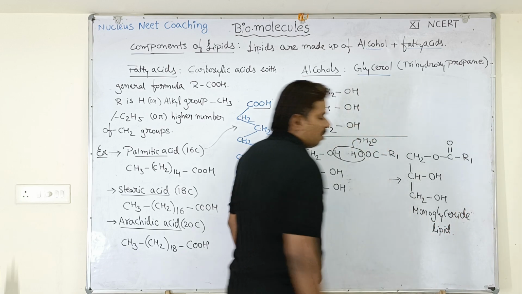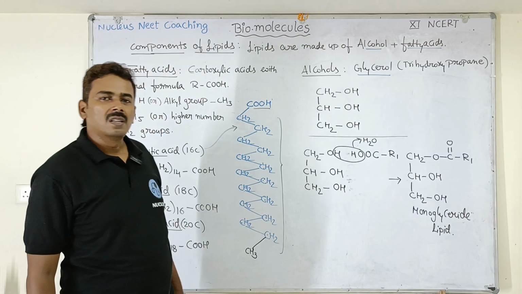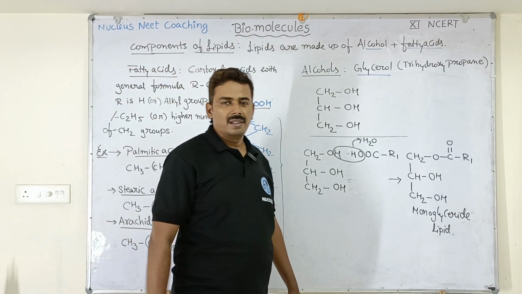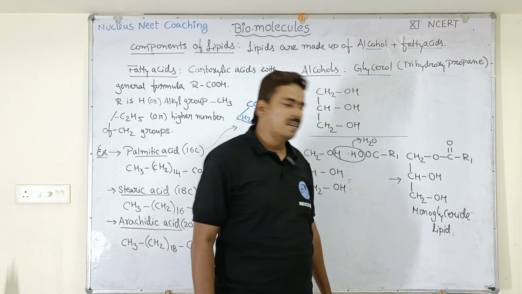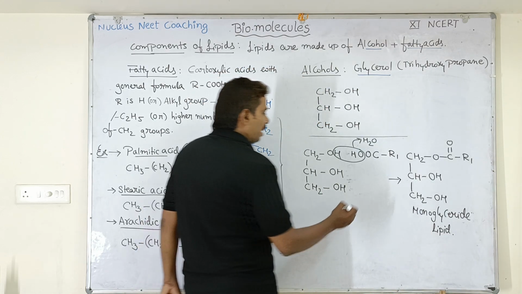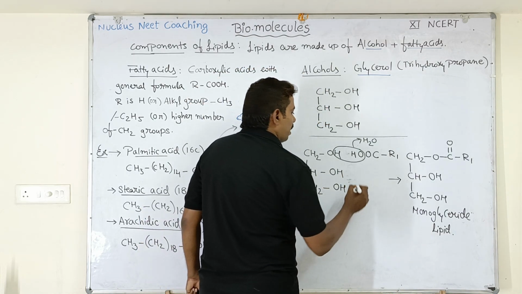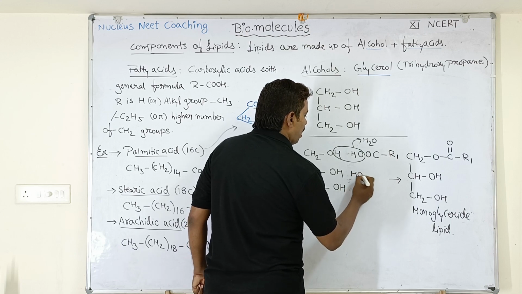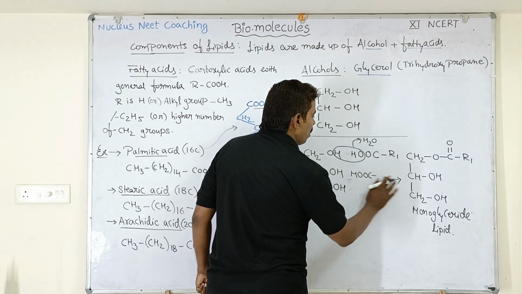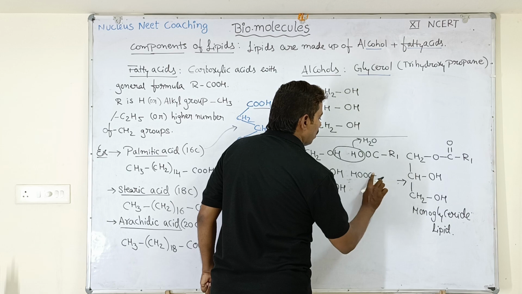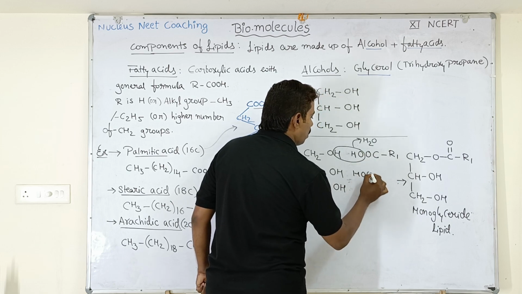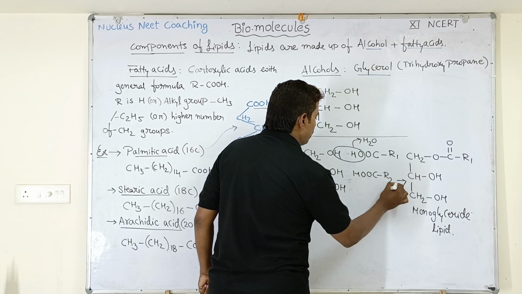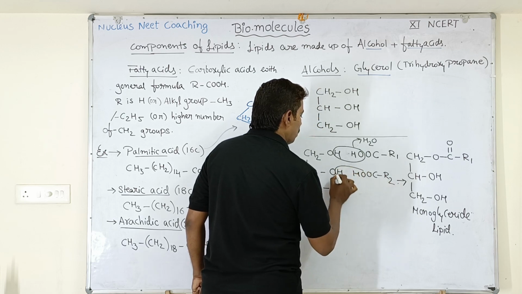Monoglyceride lipid means what? There is only one fatty acid attached to the glycerol alcohol, then it is called a monoglyceride. Suppose a second fatty acid is attached to the second carbon like this. Again there will be removal of a water molecule. Another water molecule will be removed.